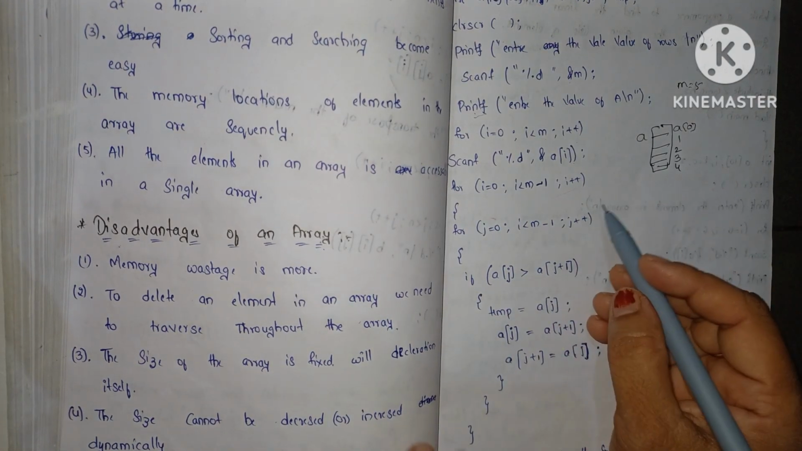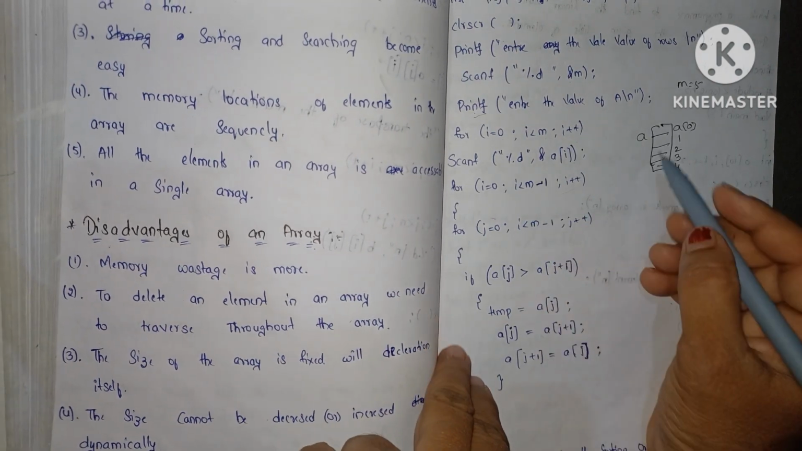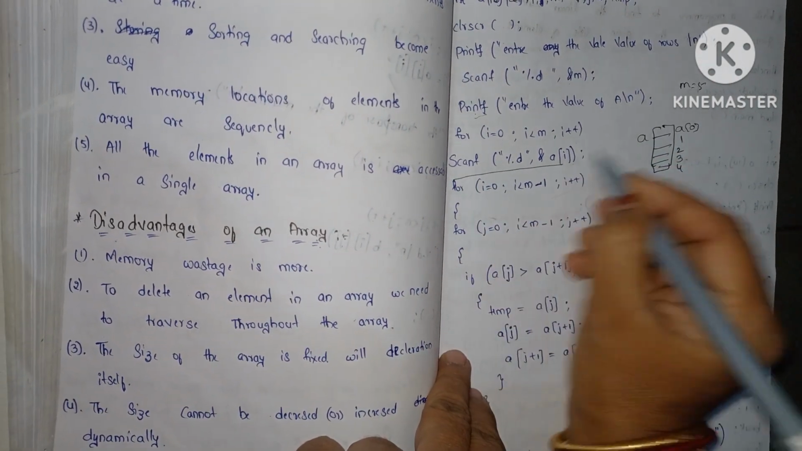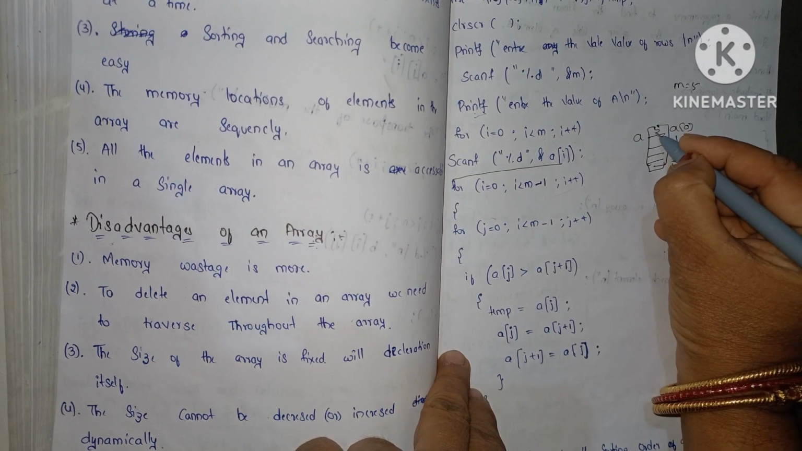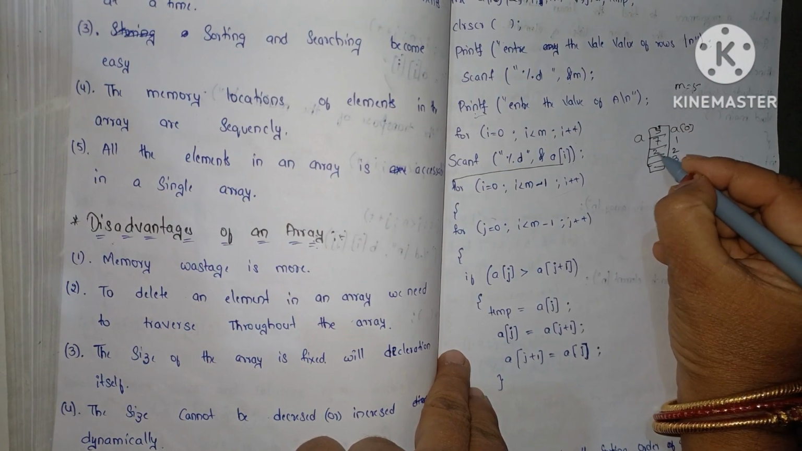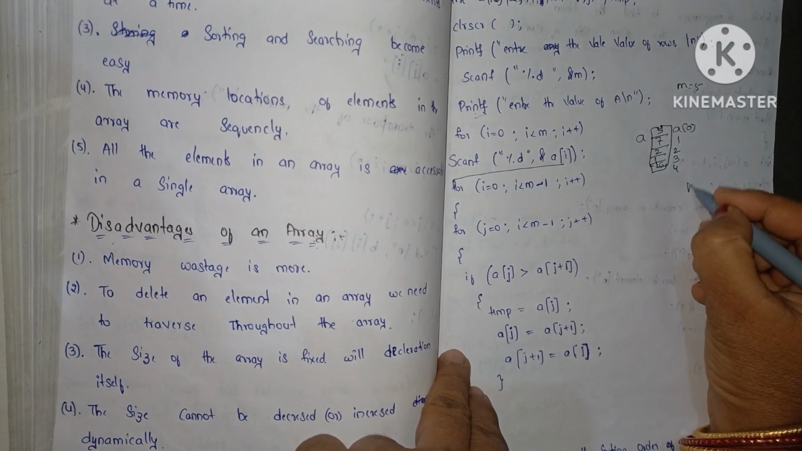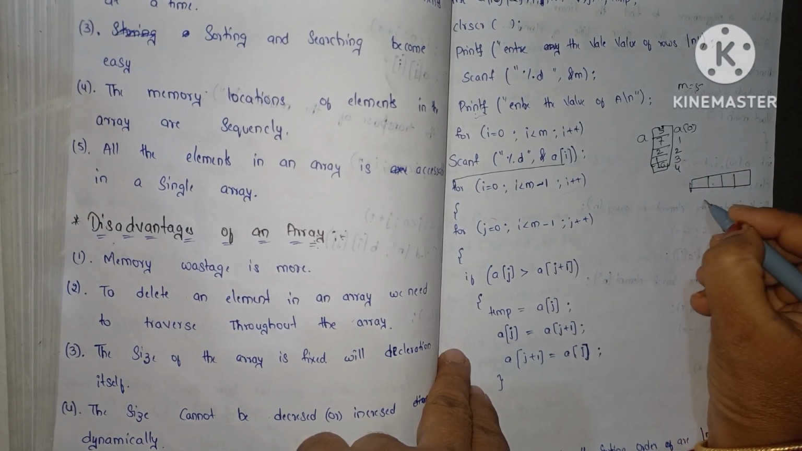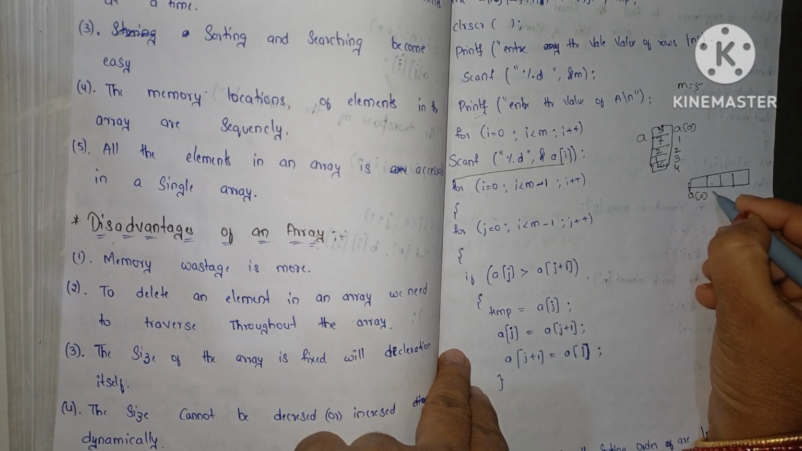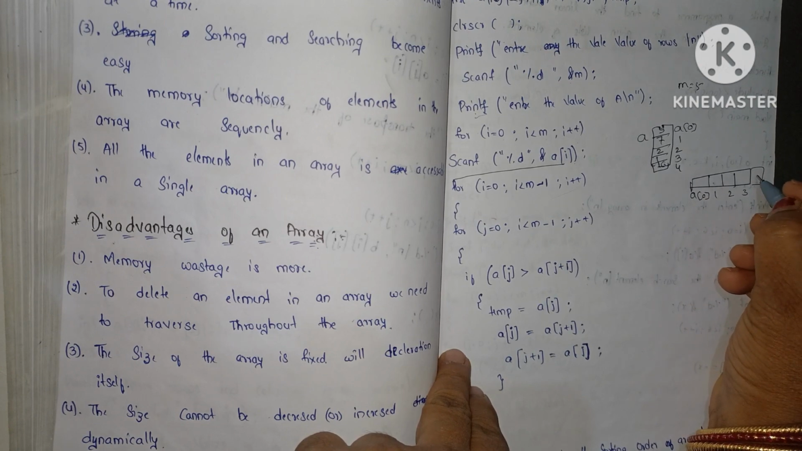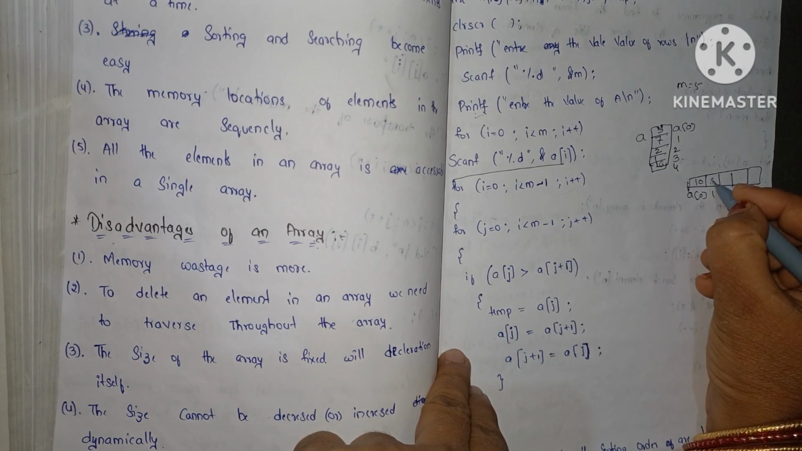Next, now we are accepting the elements in this array. After taking the elements, this is a scanf. Scanf means we are taking elements like 5, 7, 2, 1, 10, like this. I will write neatly. A of 0, 1, 2, 3, 4. You can take some elements.